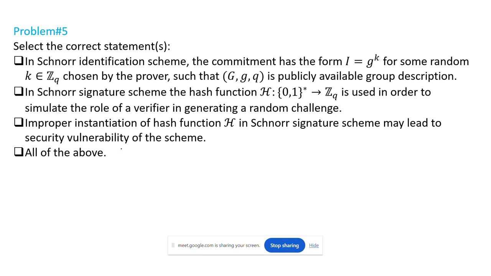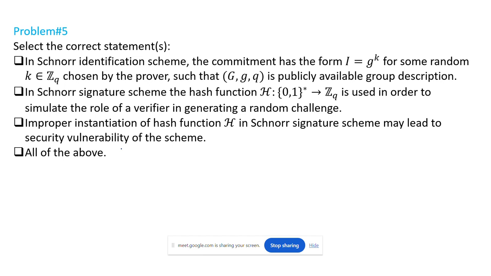Select the correct statements. In the Schnorr identification scheme, the commitment has the form I equal to g to the power k for some random k belonging to Z_q chosen by the prover, such that G is the group, g is the generator, and the size q is a publicly available group description. Is this statement correct? Yes, true. It is correct, right?